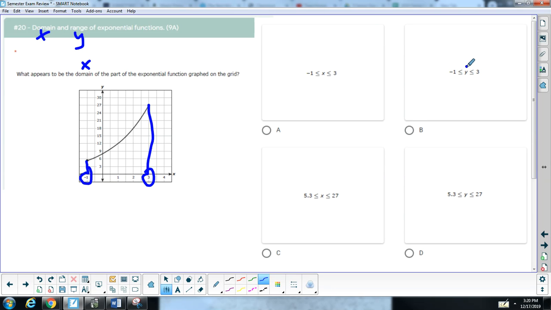Looking at answer choice B, it says y, so it's out. Looking at answer choice D, it says y, so it's out. So negative 1 and 3, that's answer A, and answer C, they're completely different numbers. Okay, so A is the answer there. Just knowing that domain is an x, you're probably going to be able to eliminate half your answer choices. Okay, and then just find the start and the stop of the x's and match up your answer choice.